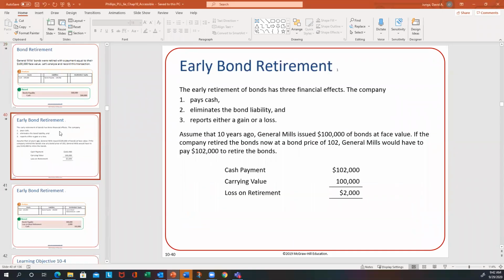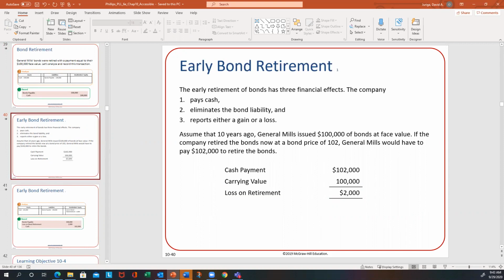This early retirement comes up a lot because when companies have these bonds, they're paying a lot of interest, and that can be very costly. So sometimes it'll be advantageous for a company to eliminate that bond debt on their balance sheet, just to help them out with their cash payments and also their debt ratios.